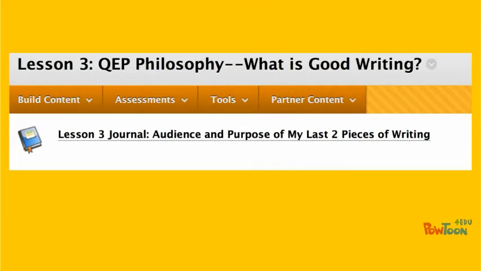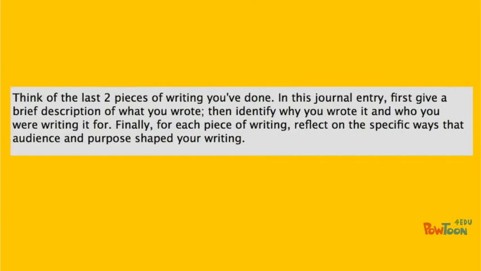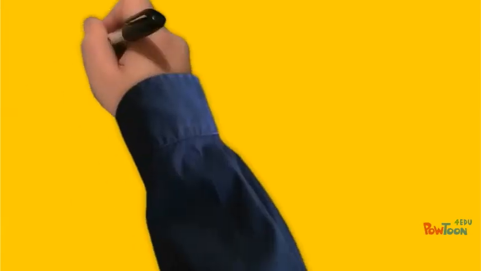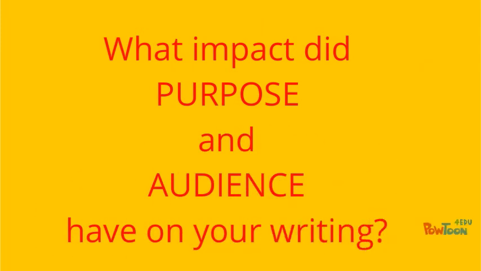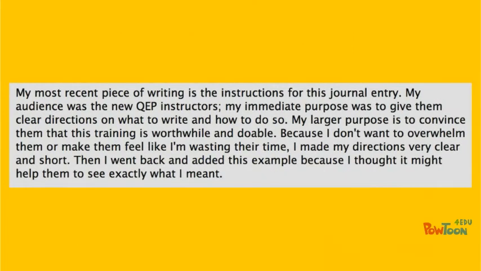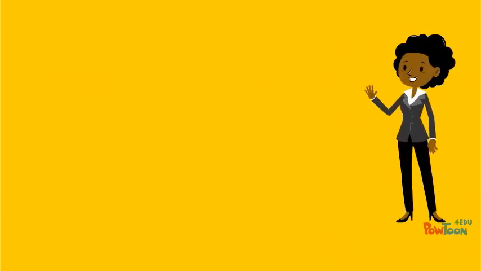Now, I'd like you to go to the course site's webpage and post a journal entry for Lesson 3. First, think of the last two pieces of writing you've done. For each one, describe the writing and identify why you wrote and who your audience was. Then reflect on how these factors, purpose and audience, shaped that particular piece of writing. I've included an example of a journal entry in the instructions.